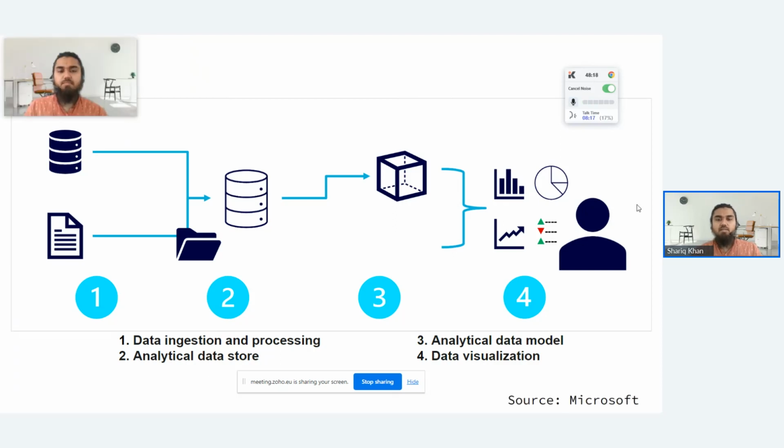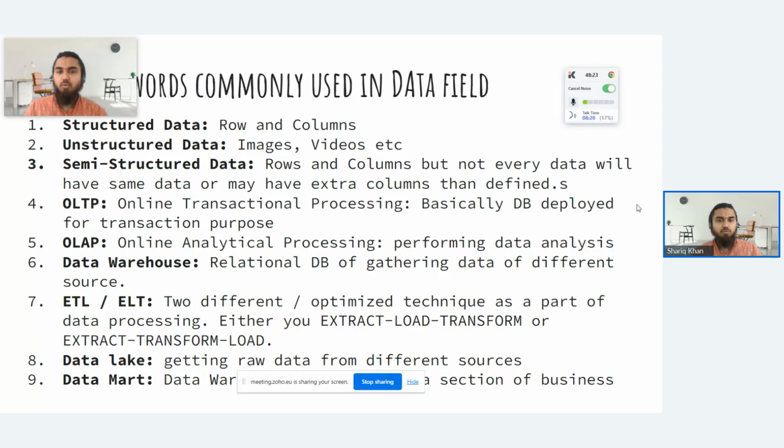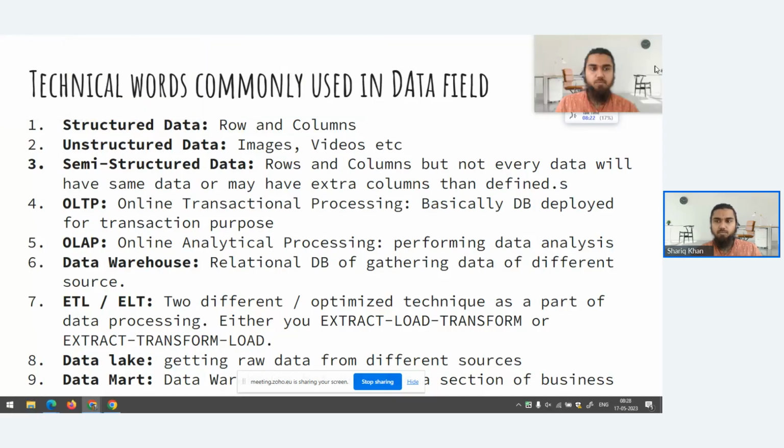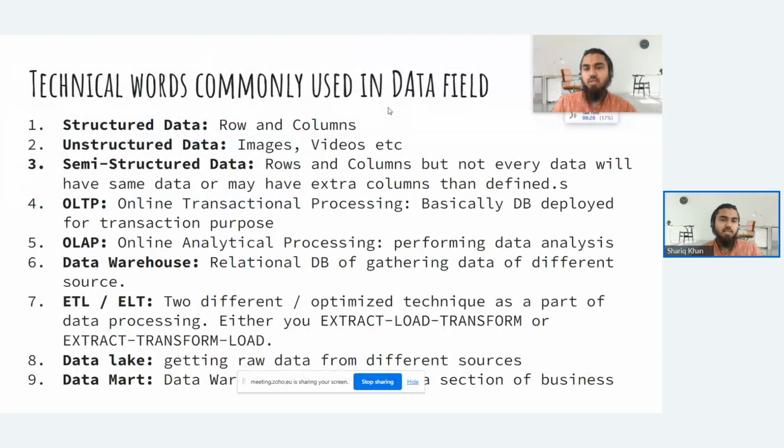Now, there are some terms that are very useful in terms of this whole data analytics basics. So some of these terms are structured data, unstructured data, and semi-structured data. Let me give you a brief overview. Structured data, you know, rows and columns. Unstructured, images and videos. So you use NoSQL sometimes.